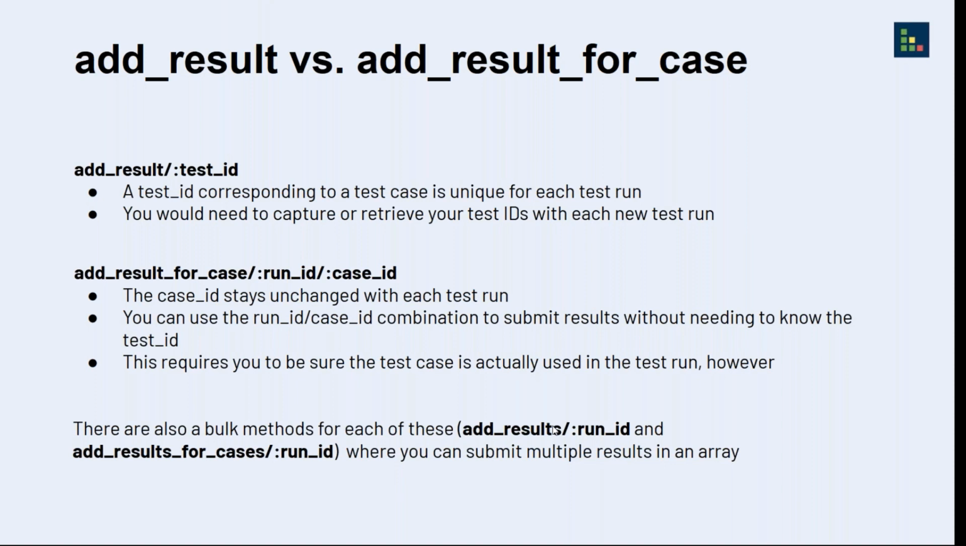So you can also use an add results endpoint, which you initially have as add result using a test ID. You can also use an add results endpoint with a test run ID and submit an array of tests, or you can use add results for cases with a case ID to submit your results in bulk for your test cases. So let's look at what you can do with add result endpoints.